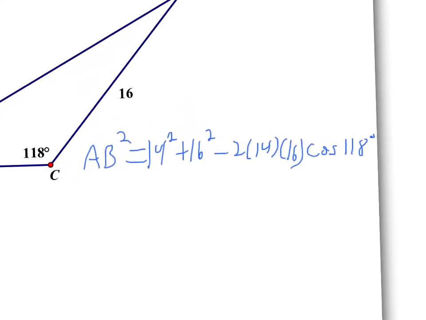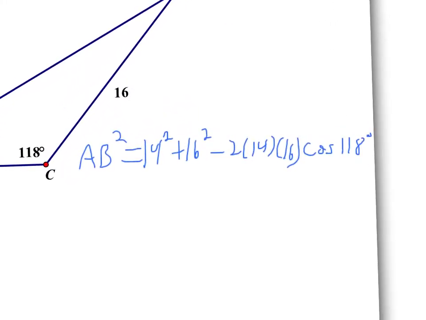Okay, now what do we have in our formula? We have an unknown on the left side, and on the right side, everything is known. So what I would do is type that entire right side into the calculator. We can't always do this with law of cosines, but we can here because we know every number on the right side, so we can just type it in.